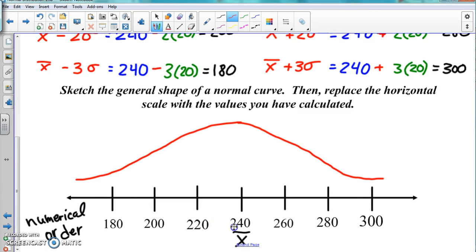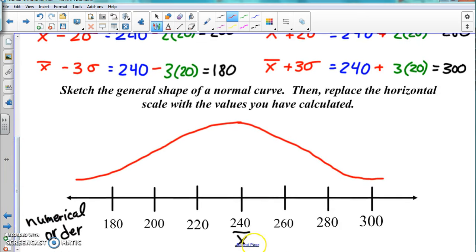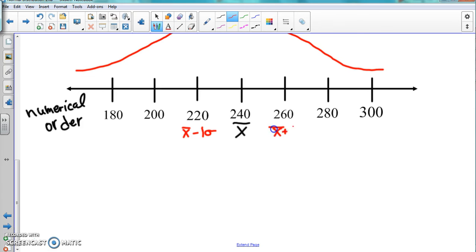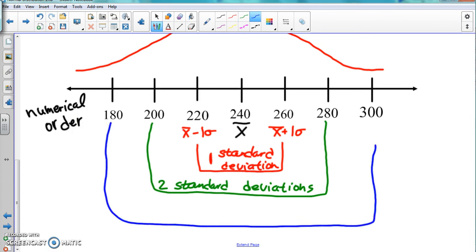You will need to find these values just like we did right up here. And then you're going to have to do the bell-shaped curve. That's it. One other thing to add here. This was the mean minus one standard deviation, and this was the mean plus one standard deviation. So this whole range is considered one standard deviation. From here to here, this is considered two standard deviations. And from here to here, this is considered three standard deviations.